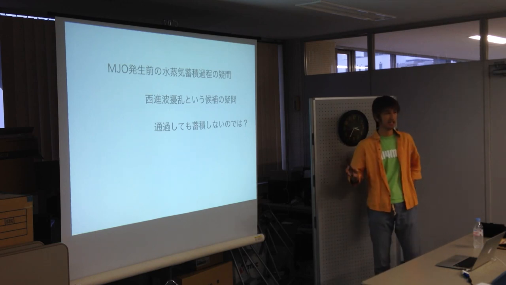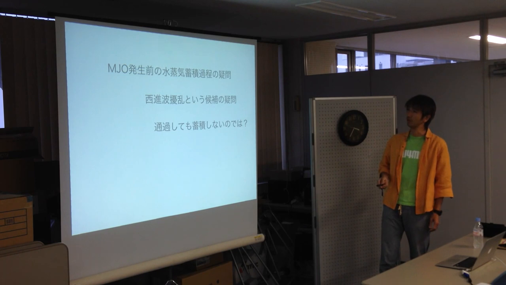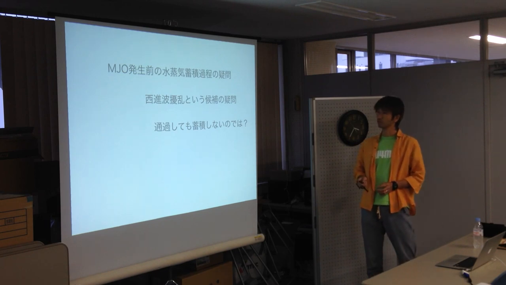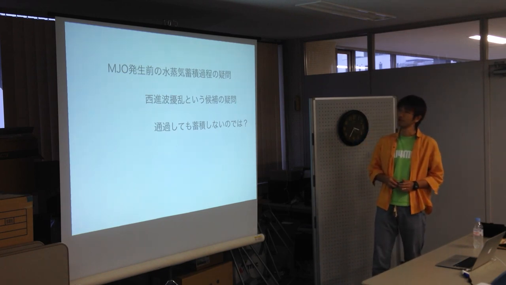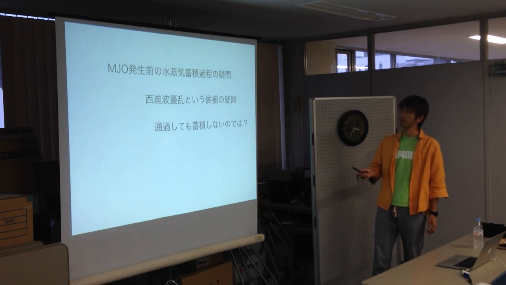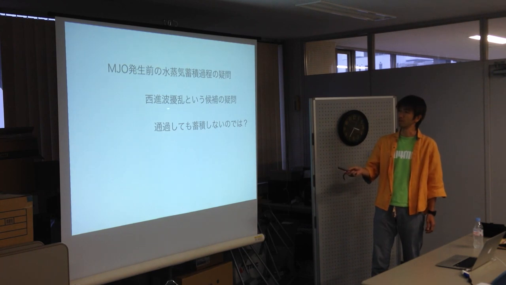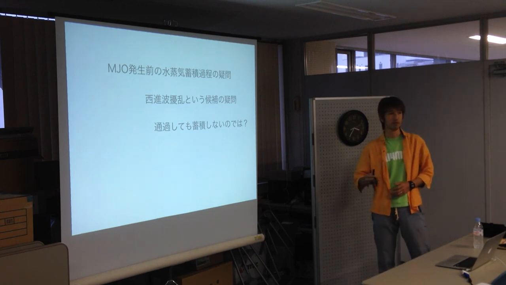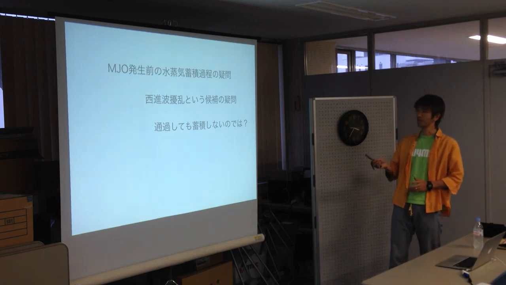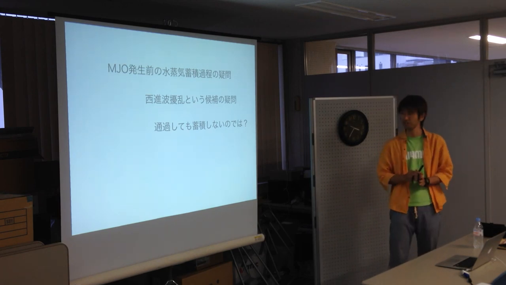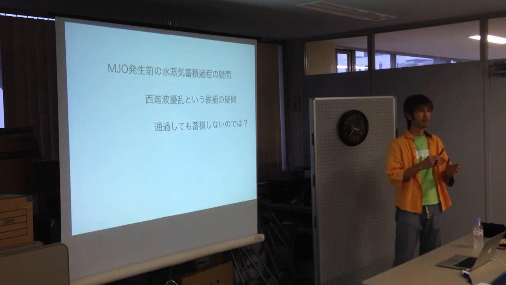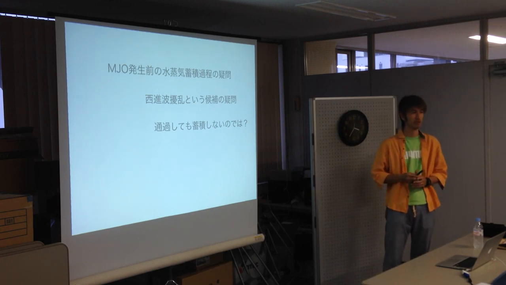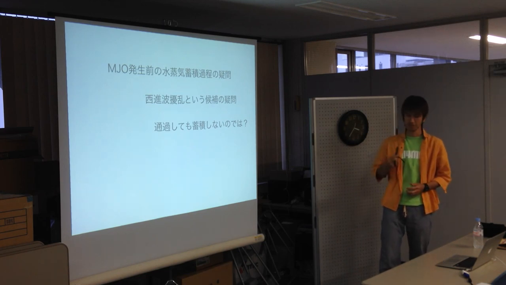So considering the issue, my question is, just before the initiation of the MJO, someone shows the candidates of westerly wave disturbances to accumulate moisture just before the initiation. But if they have just passed over the Indian Ocean, it doesn't mean the accumulation. So how did they accumulate just over the Indian Ocean? So this is my question.